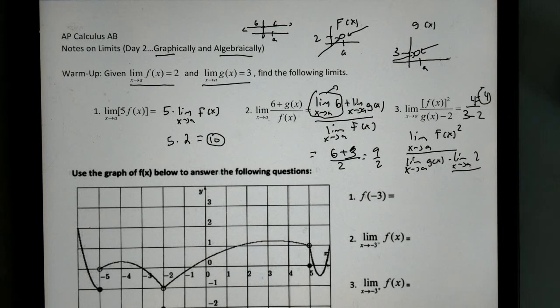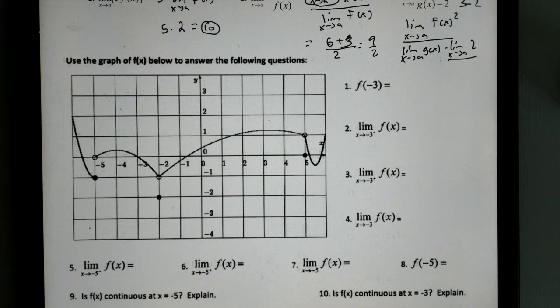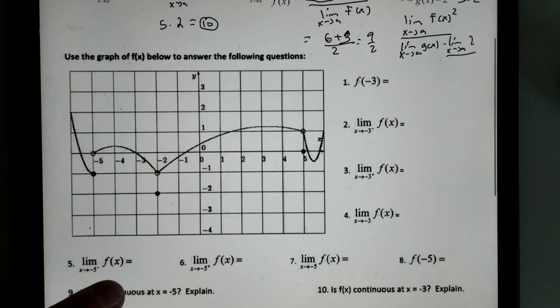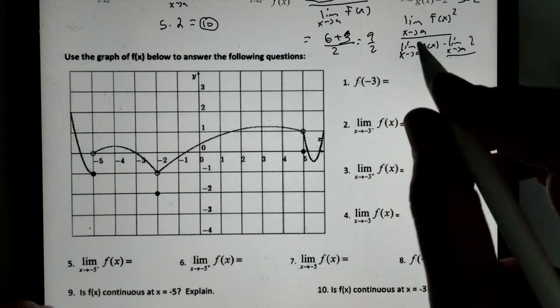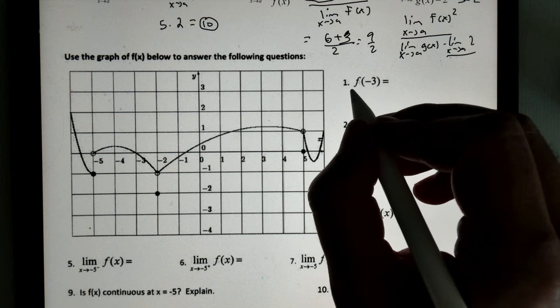All right, so let's take a look at some more graphical limits. Okay, we mentioned these a little bit yesterday. Now, yesterday, you might recall, we talked about a very big difference, that there is a difference between what we call a value and a function. So if we look at number 1 right here, there is no limit right here. Sorry, the limit and a value, sorry.